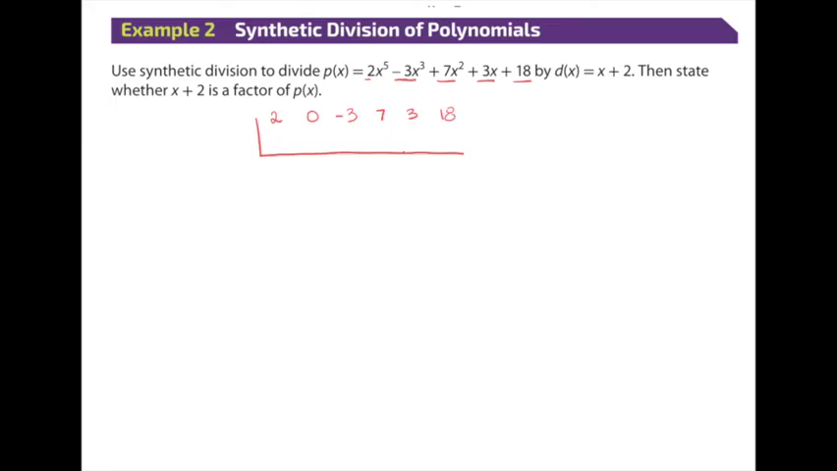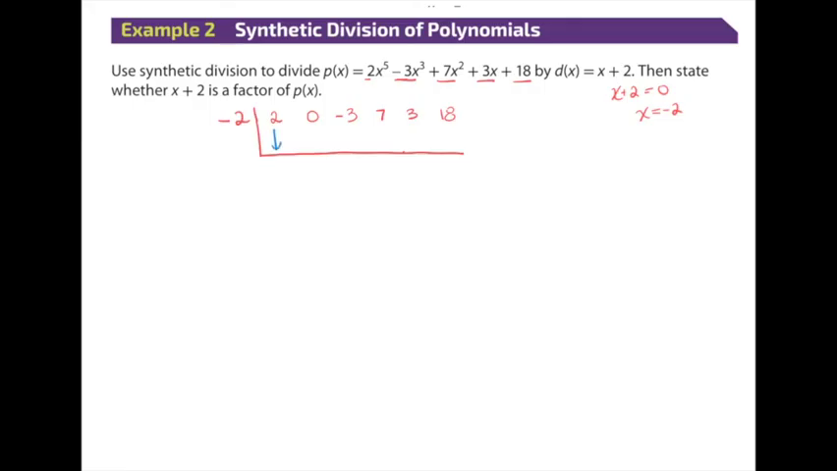Now, I am dividing by x plus 2. So what's going to go on the outside? Well, whatever makes that 0, okay? Whatever makes that 0. So what makes x plus 2 zero? Well, that is x equals -2. So I'm actually going to do this process with a -2.